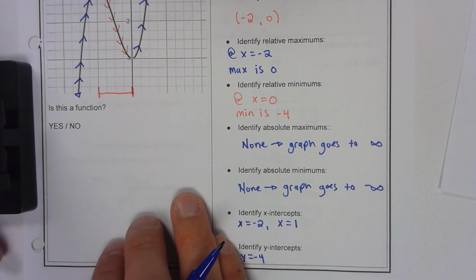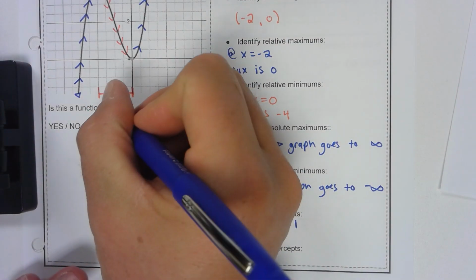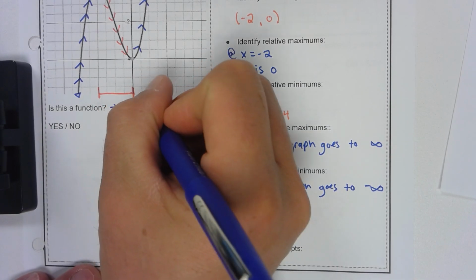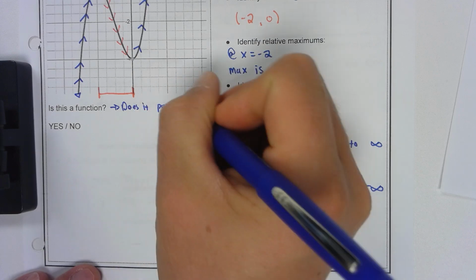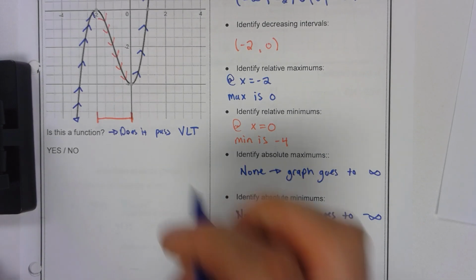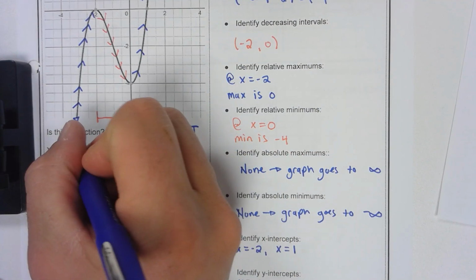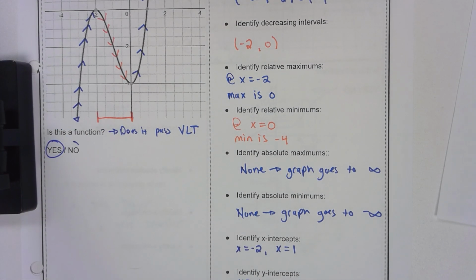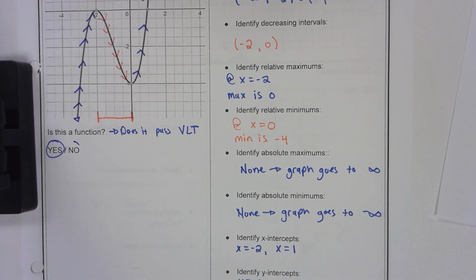All right, the very last thing here, is this a function? Basically, this is asking, does it pass the vertical line test? Something that a lot of us forgot about on the test. It passes. There's nowhere you can draw a vertical line and intersect more than once. So yes, it is a function. Every x value has one corresponding y.